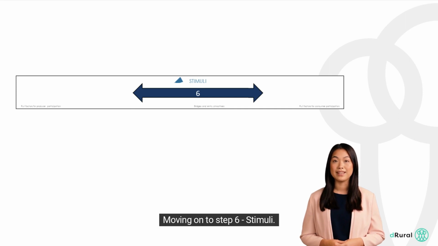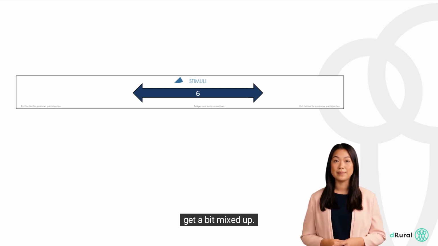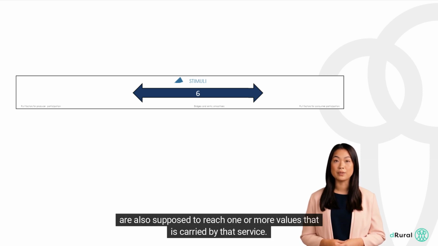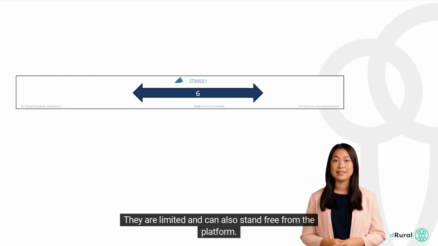Moving on to step 6. Stimuli. Let us begin by drawing a distinction between value propositions and stimuli, as we know that they might get a bit mixed up. Generally, value propositions are always available on the platform. When you use a certain service, you are also supposed to reach one or more values that are carried by that service. Stimuli are values that are only reachable in certain moments of time, or at certain stages. They are limited, and can also stand free from the platform.